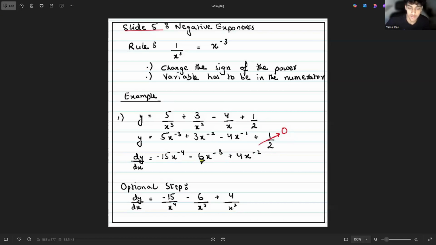It's very simple. And then there's an optional step to make your exponents positive. Sometimes it's asked in the question, sometimes it's not. If it is, you would just change your exponents and bring them back to the bottom. So then -15 over x to the power of 4 minus 6 over x to the power of 3 plus 4 over x to the power of 2. That's all.